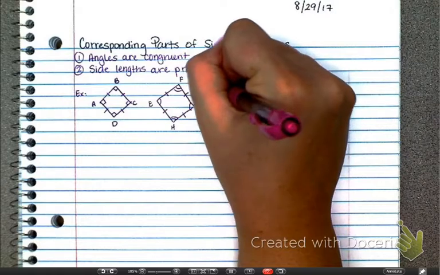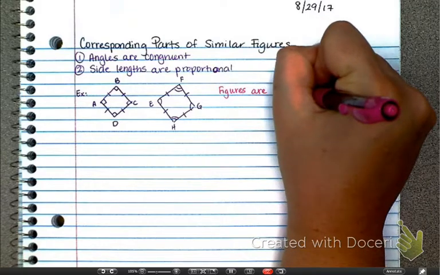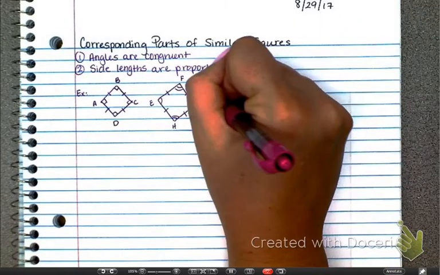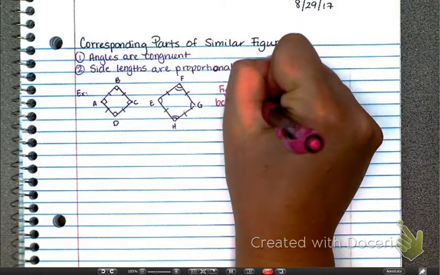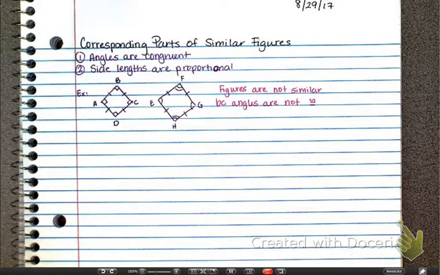So the figures are not similar because the angles are not congruent. Right away, I can say those angles are not congruent, so I'm not doing any other work. Those figures are not similar. Are we okay with that? Okay, let's look at another one.